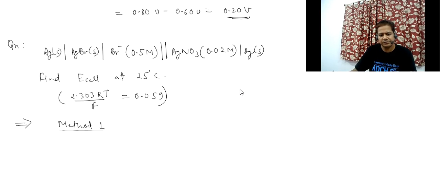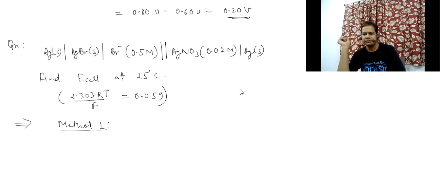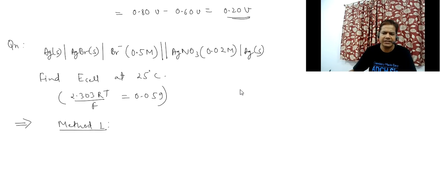Method 1. Okay. Method 1, we will calculate the electrode potentials of cathode as well as anode separately, and then we'll write the cell potential as E cathode minus E anode.